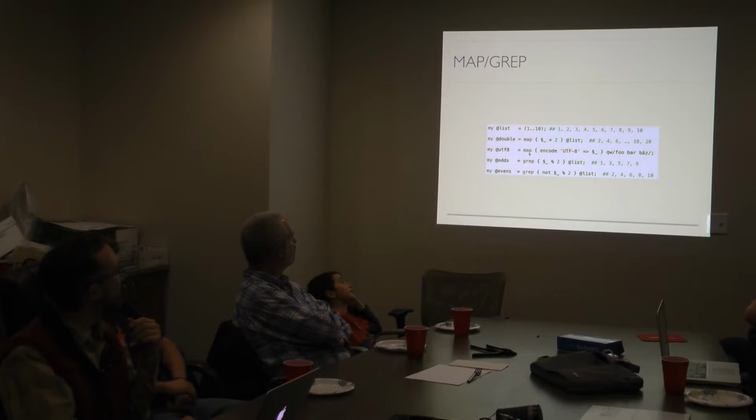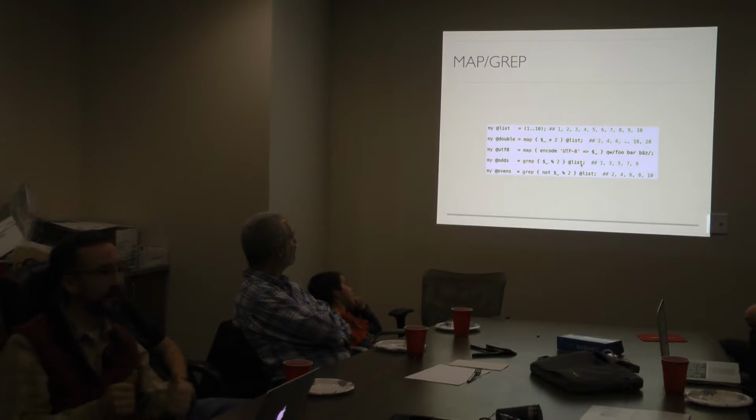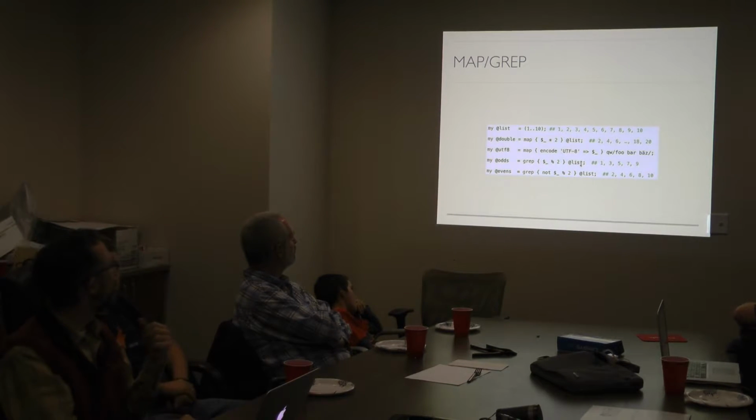Grep is kind of like map. Things come in from the right side, but the only things that come out the left side are when this expression here is true in Perl truth terms. So if we pass in a 1, we do 1 modulo 2, that's remainder 1. That's true. 1 is a true value, and so it gets shoved out the back here.